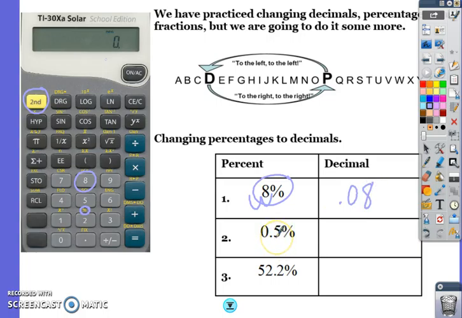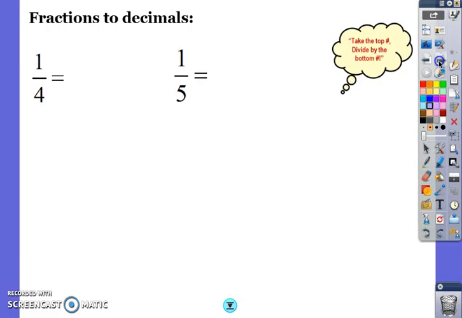So 0.5, clear it and try it on your own. 0.5, hit the second and make it a percent, and that should be 0.005. Okay, so that's a little trick that I have for you. We're going to keep going.